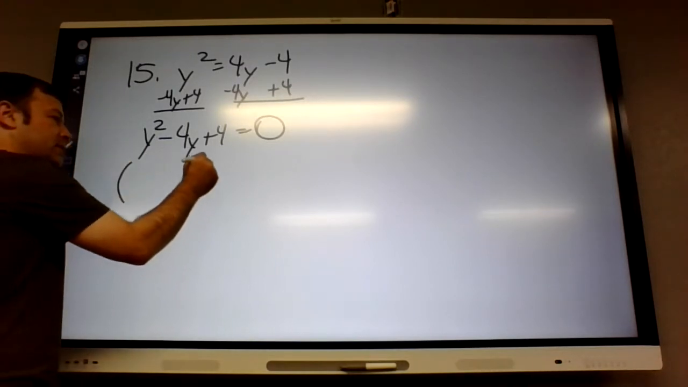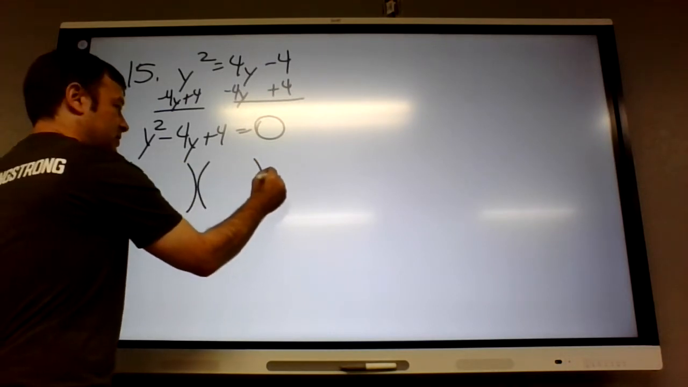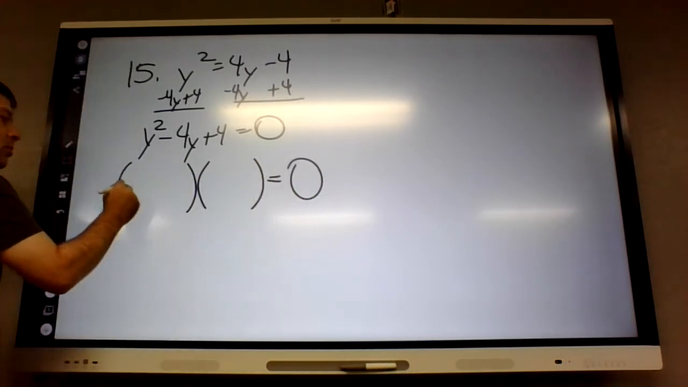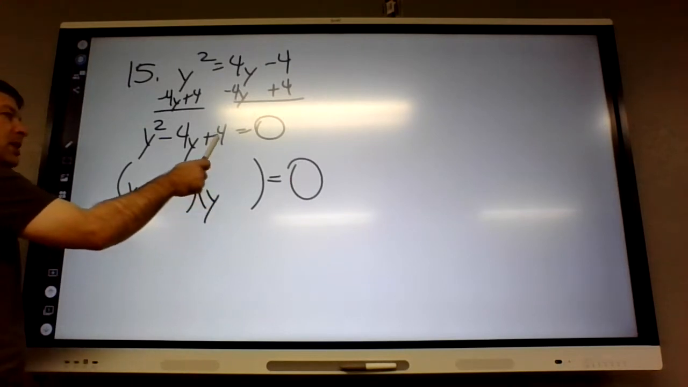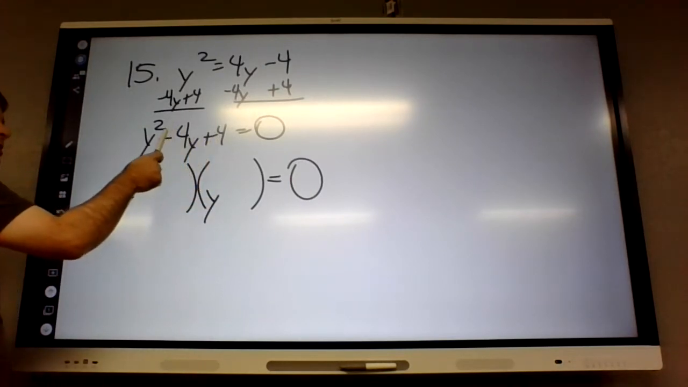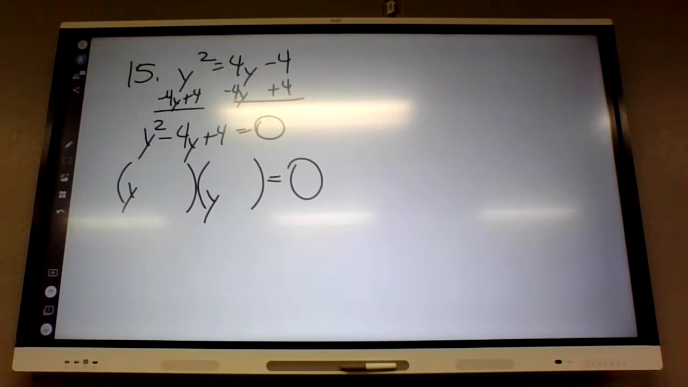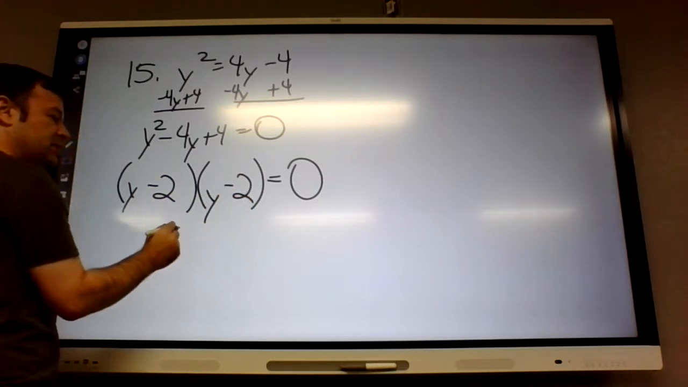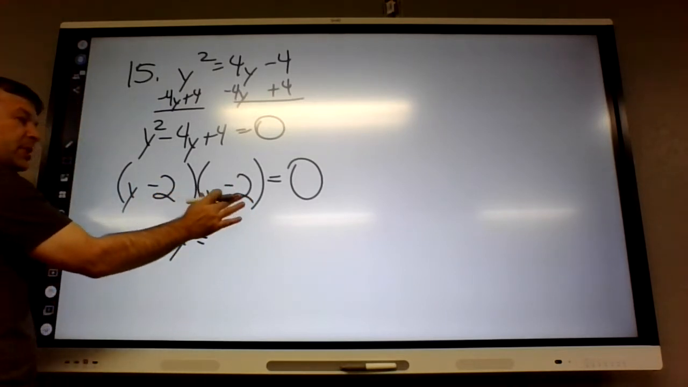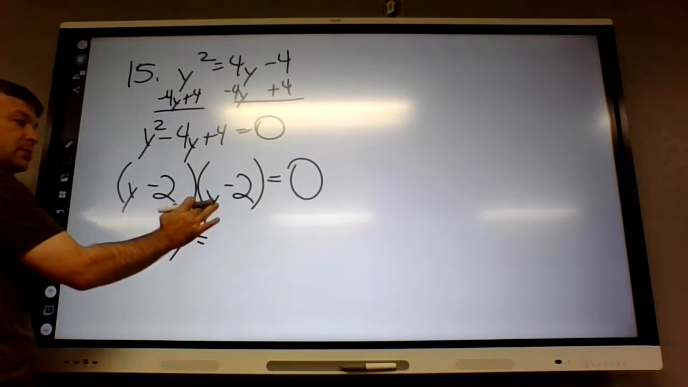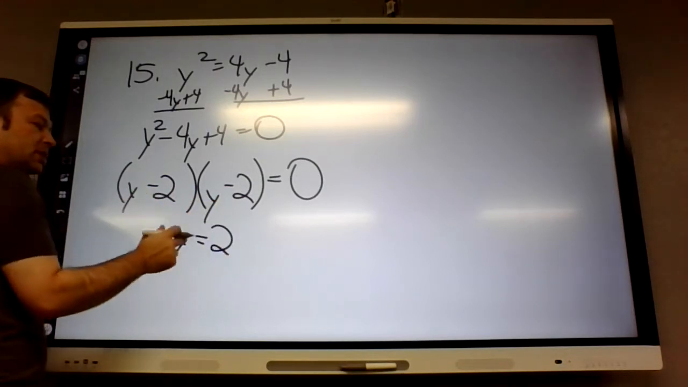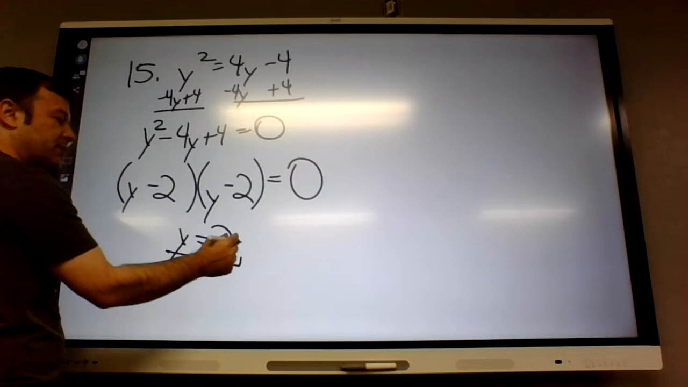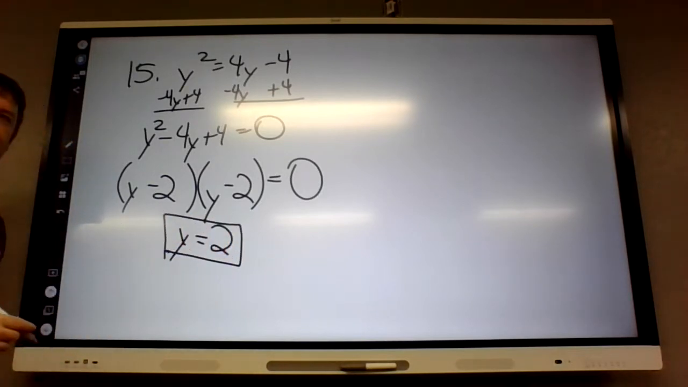So we can factor this. What am I going to put in the front? Y and y. What multiplies into 4 that adds up to negative 4? Negative 2 and negative 2. So you guys remember this from yesterday? What y values make these factors 0? 2. So this one only has one answer, like all the rest. It's called a double root when it's the same answer twice, but basically it's just one answer.